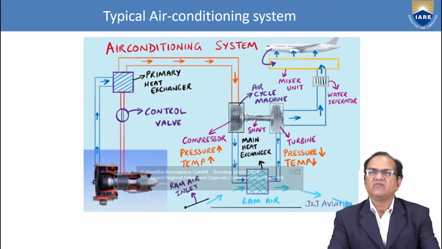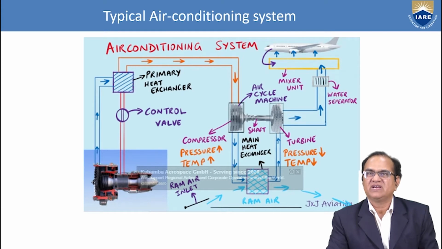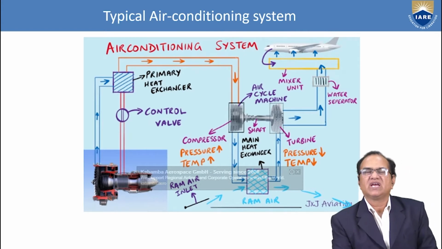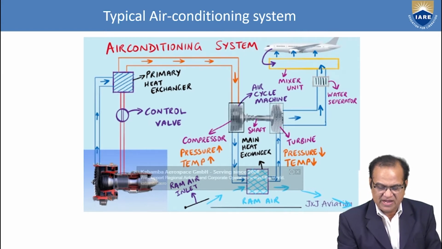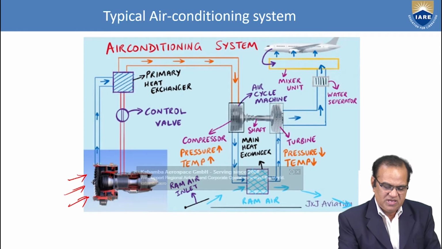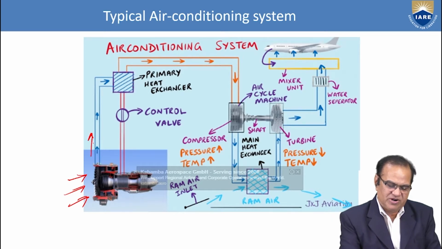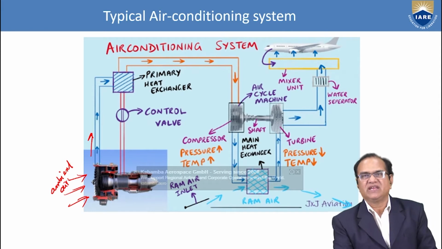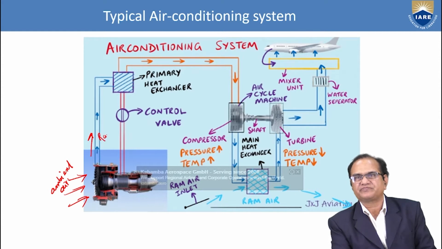Further, these systems I have shown here with the help of sketches. So you can see here that we have the air conditioning system. Here is the engine, and here the ram air is entering. This is the ambient air. This ambient air enters the engine, and from here a little pressurization, and this is the ram air here.